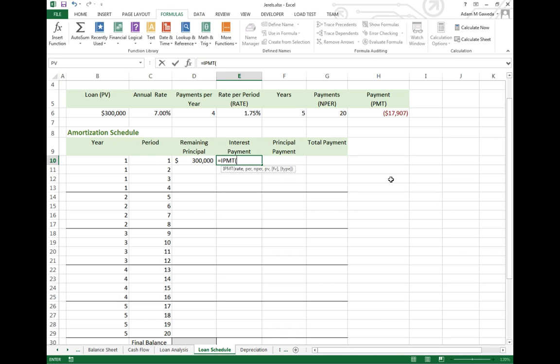Because as I open up my parentheses, notice I see four options. I see my rate like before, but this next option is per. Before I get too far, make sure to set this up as an absolute cell reference. Remember to hit F4 so you've got your dollar signs. Now that per is actually referring to what period. Again, we said that we're gonna make 20 periods across the life of this loan.